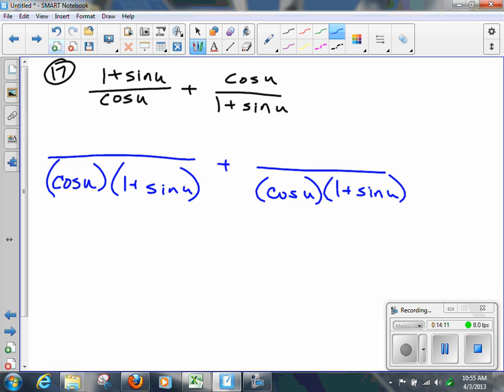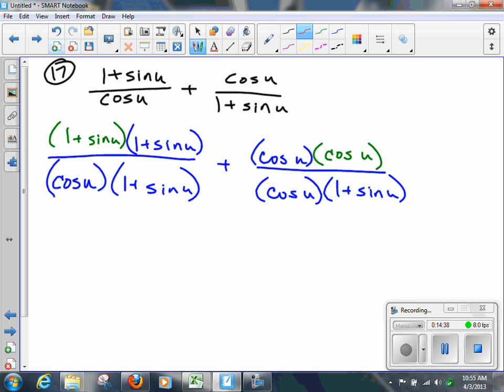going back to our algebra, because this is just algebra. What did I multiply to this first denominator? 1 plus sine u. If I multiply it to the bottom, I have to multiply it to the top. Same thing over here. I multiplied cosine u to the bottom. I have to multiply it to the top. And I'm going to go back, and I'm going to put what was already there.